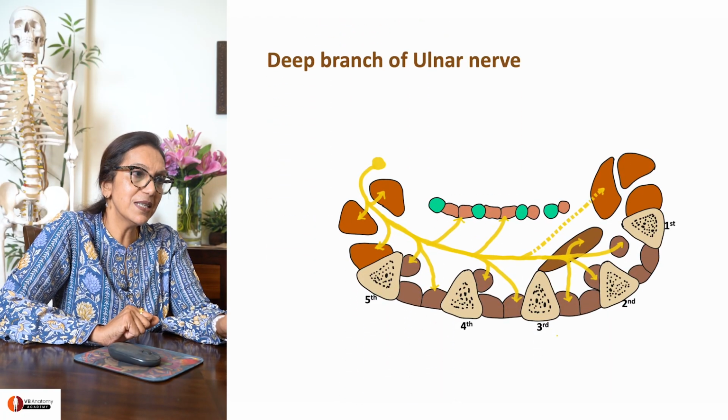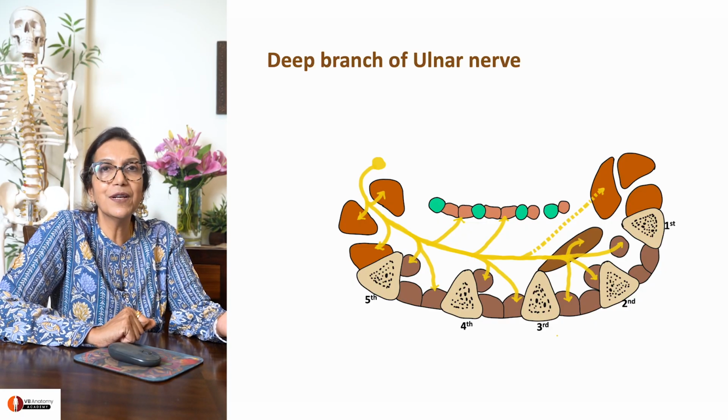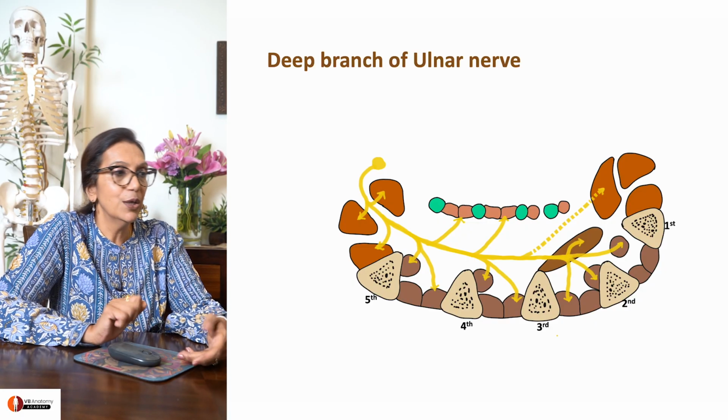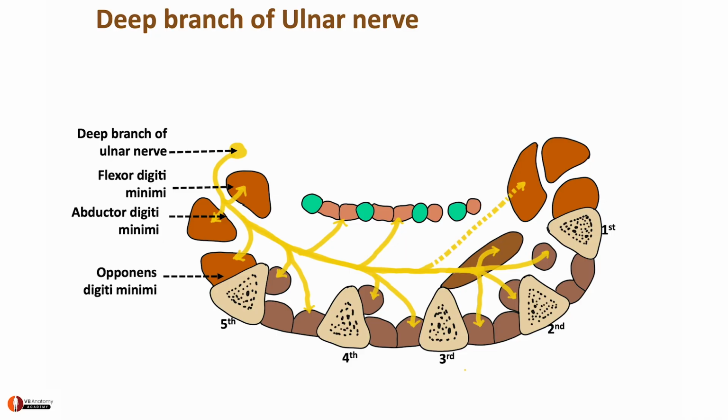Okay, I'm going to put up a separate diagram about how to draw the deep branch, because otherwise it's difficult for you to even remember the muscles. Okay, so here you are seeing the deep branch. It is passing between the flexor digiti minimi and abductor digiti minimi, supplying both. Supplying and piercing the opponens digiti minimi, it passes forwards deep.